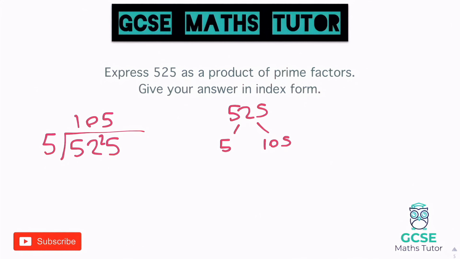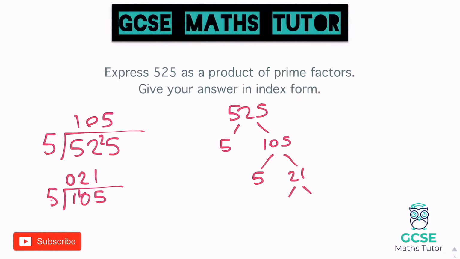And again, 105 ends in 5, so we can do the same again. You might be able to do some of them in your head, but I'm just going to show you obviously that you do have these methods available. 5 doesn't go into 1, 5 goes into 10 twice, and 5 goes into 5 once. So 105 is 5 times 21.